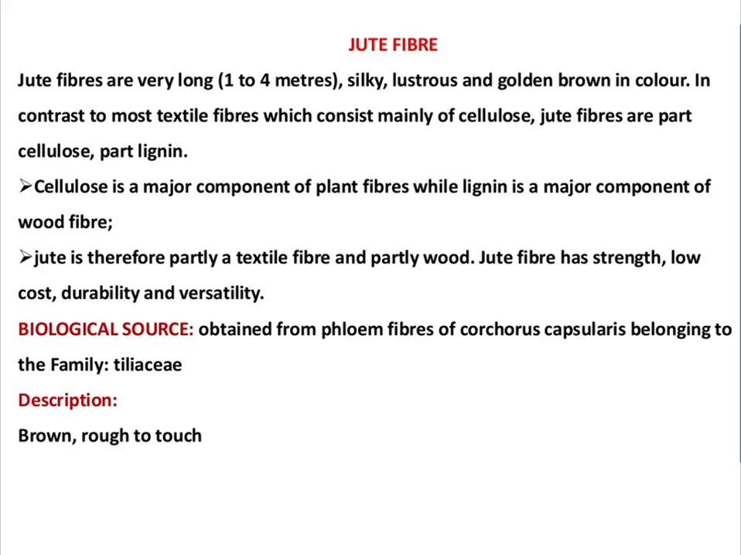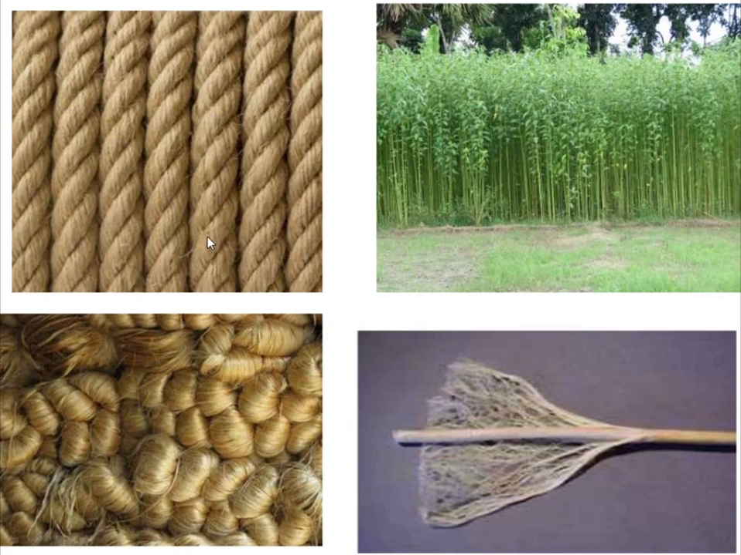In most plants we have vascular bundles. Vascular bundles are composed of xylem and phloem fibers. So jute fiber is obtained from the phloem fiber part, from the species Corchorus capsularis, which belongs to the family Tiliaceae. Next is description, how it appears. It is available in brown color and is rough to touch. See here, it is a jute fiber in brown color. This is a jute plant and a marketed product of jute.